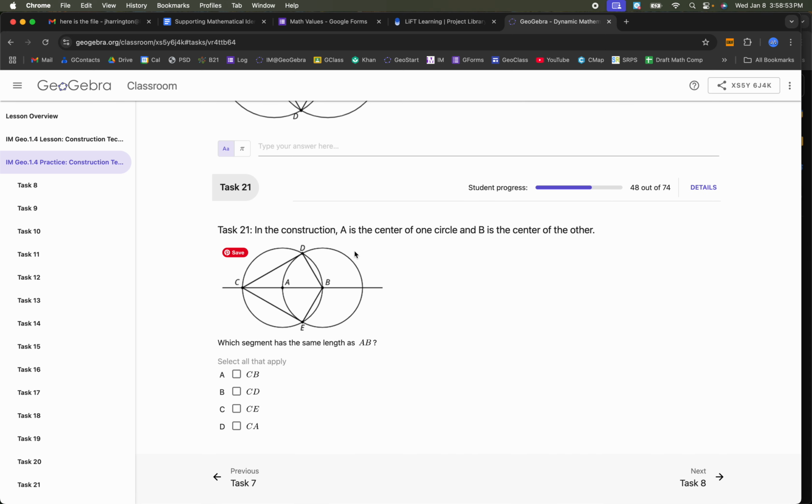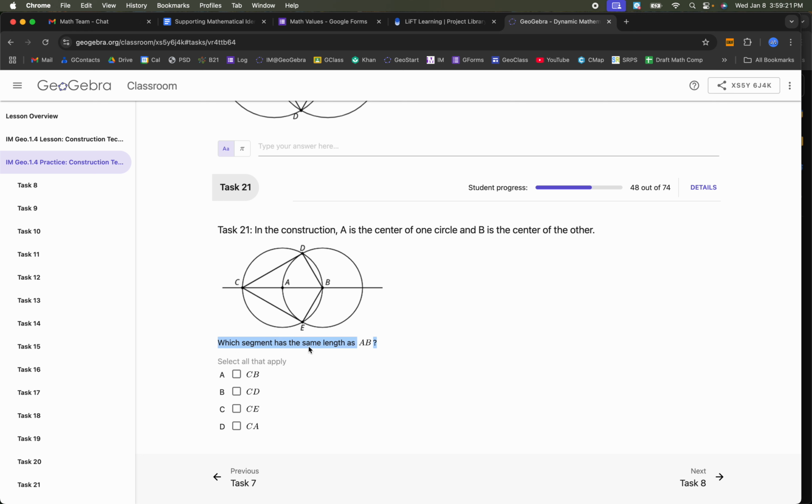Task 21. In the construction, A is the center of one circle and B is the center of the other. Okay, A is the center of this circle and B is the center of this circle. Great. And what are we looking for? That's right. We're looking for radii. Great. And then that'll help us look at this and understand what is going on in this diagram. So that's our given information.